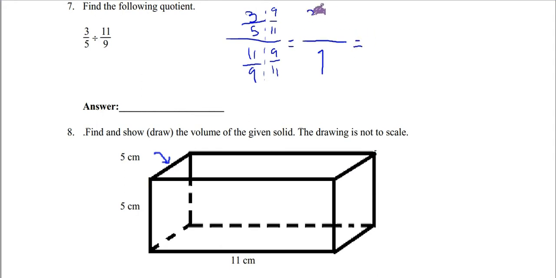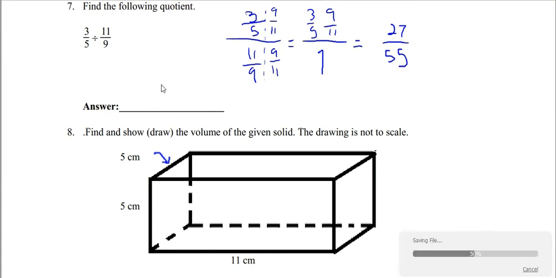So up here we have 3 fifths times 9 over 11. Okay, and that will be our answer, whatever that comes out to be. 3 times 9 is 27. 5 times 11 is 55. Okay, so that's going to be our final answer, 27 over 55.